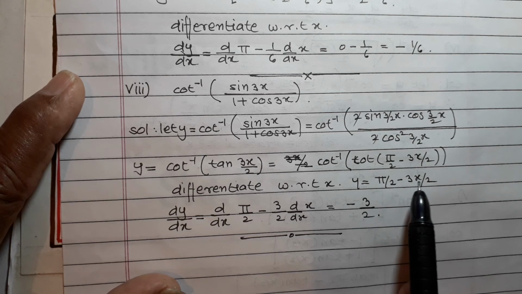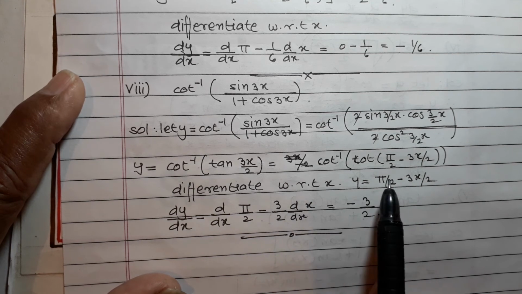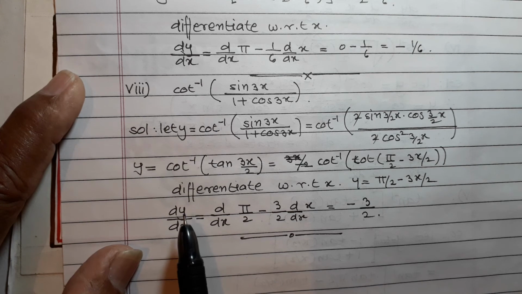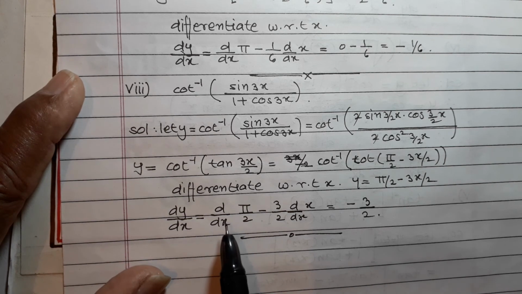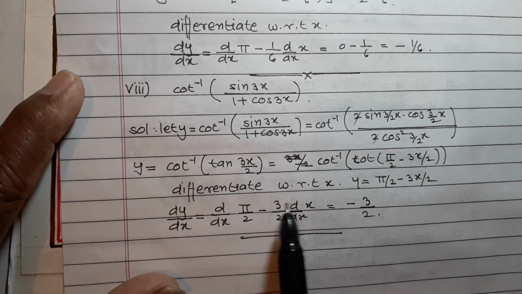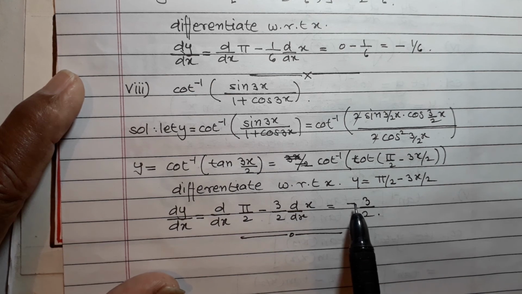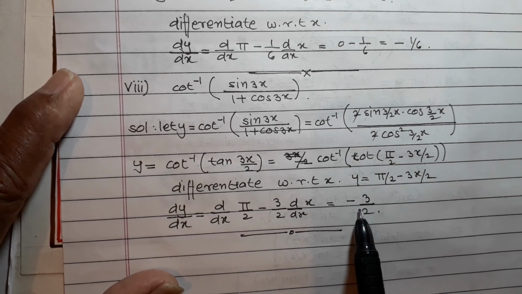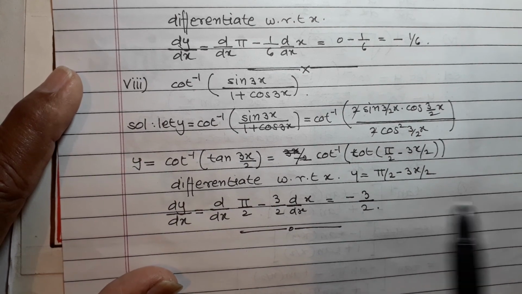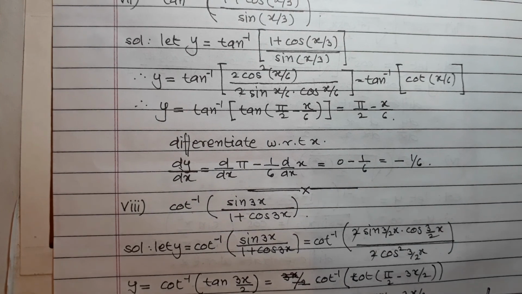pi by 2 minus 3x upon 2. Differentiate with respect to x. dy/dx is equal to d/dx of pi by 2 minus 3 upon 2 d/dx of x, and therefore dy/dx is equal to minus 3 upon 2. Okay, now today it is enough.